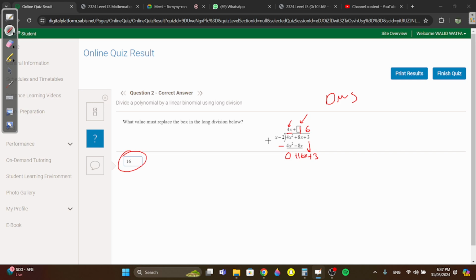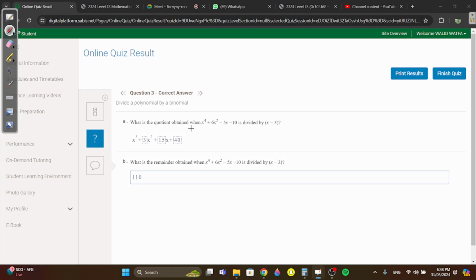If they ask you to continue it, you can just continue: x times 16, 16x, then minus 2 times 16, minus 32. Continue the division, 16 minus 16, 0. 3 minus 32 is 35. So you'd actually get remainder 35 because there's nothing left to drag down. Your answer will be 4x plus 16, remainder 35. If they only wanted what's in the box, it's just 16.